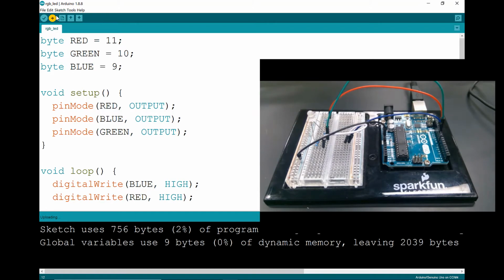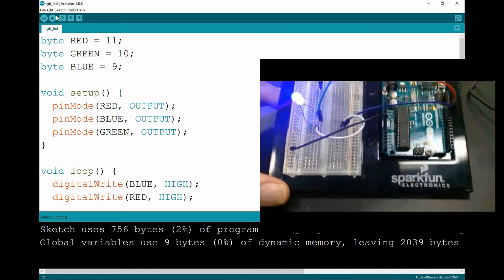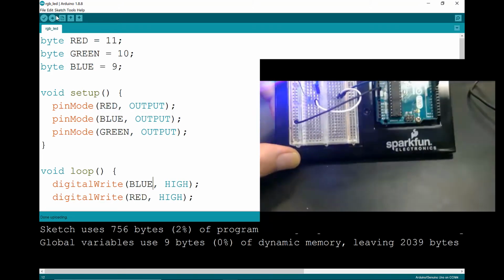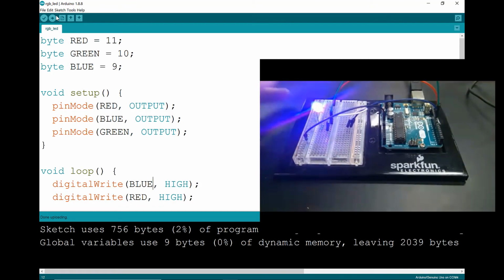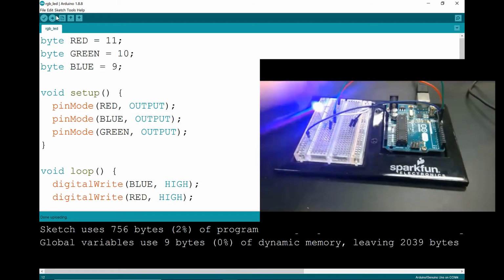Anybody guess that? What color do you get if you mix blue and red? You get, anybody know? Magenta. Magenta. All right. It's a little hard to see. Maybe I can bend it a little bit. There we go. It's so bright.